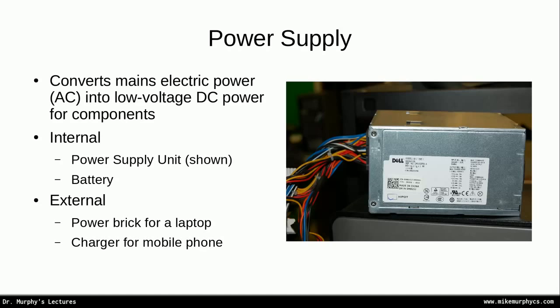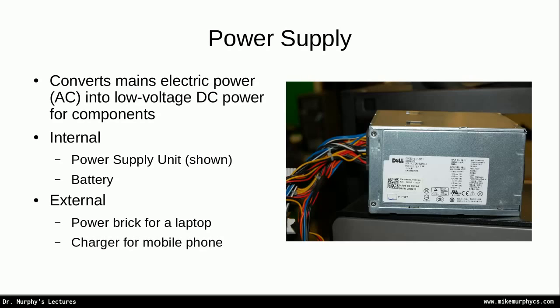So the type of voltage we have coming in varies depending on where we are in the world, and it's up to the power supply component to convert that voltage into something the computer can use. Now this power supply can be located internally. This is an internal power supply that I'm showing in the picture here. It mounts inside the case, and these wires coming out of it plug into various different components inside the computer.